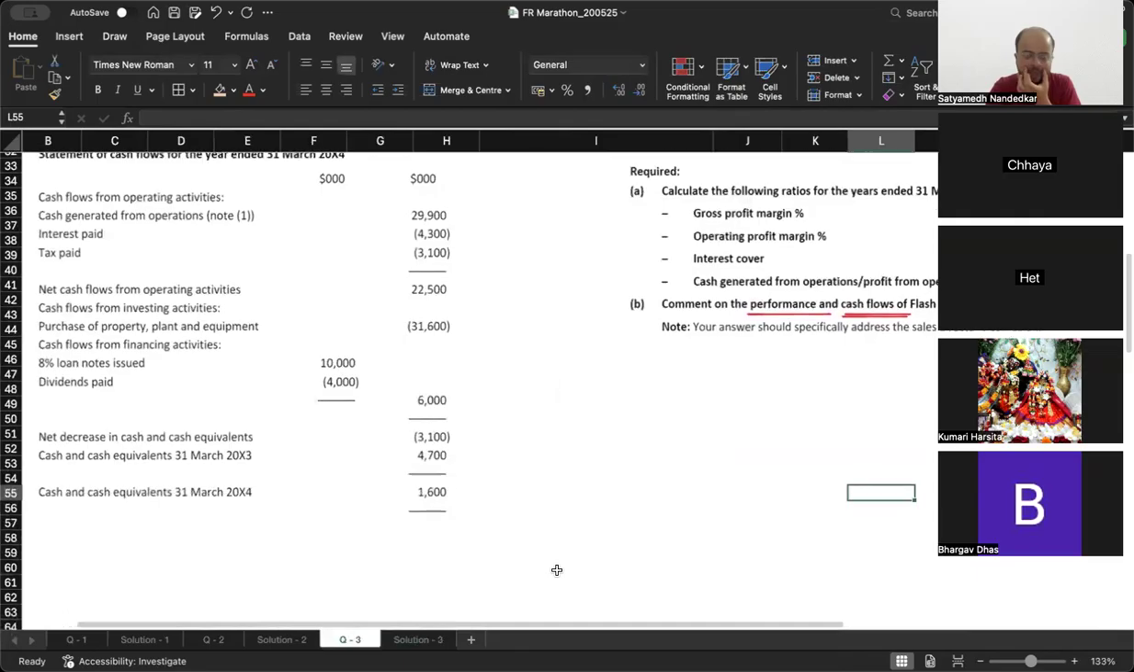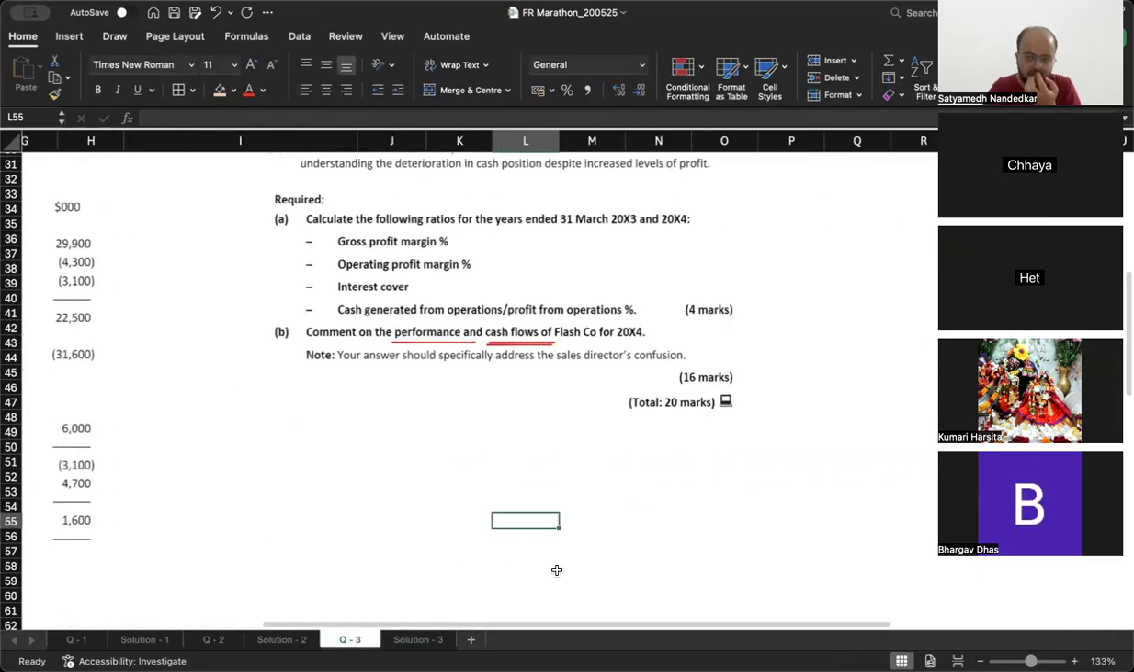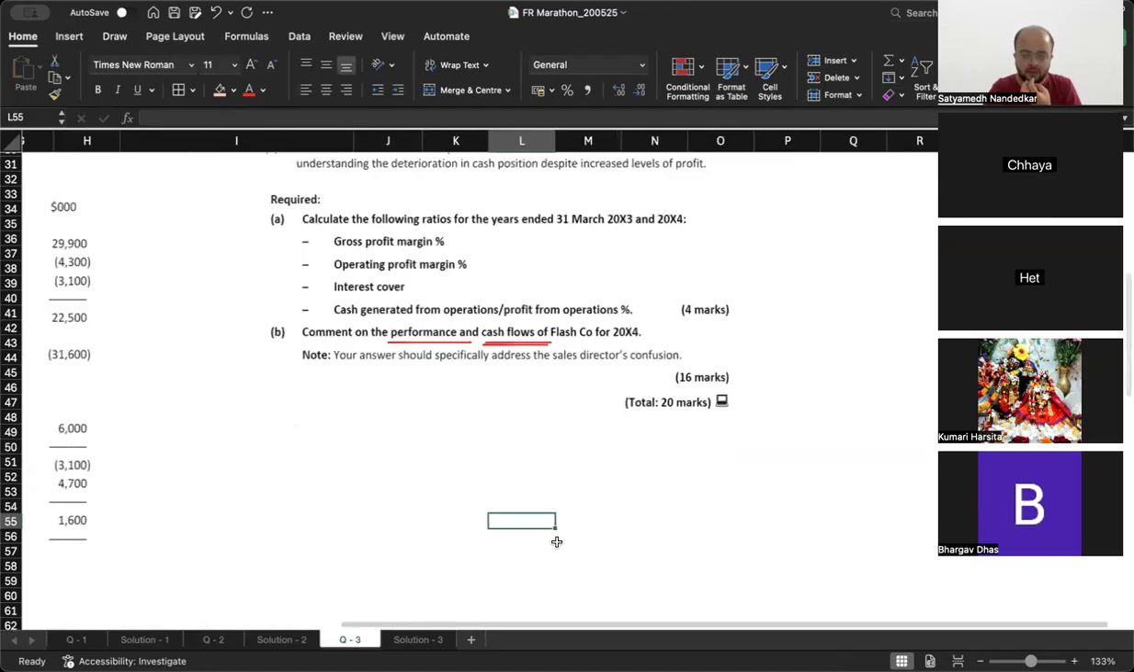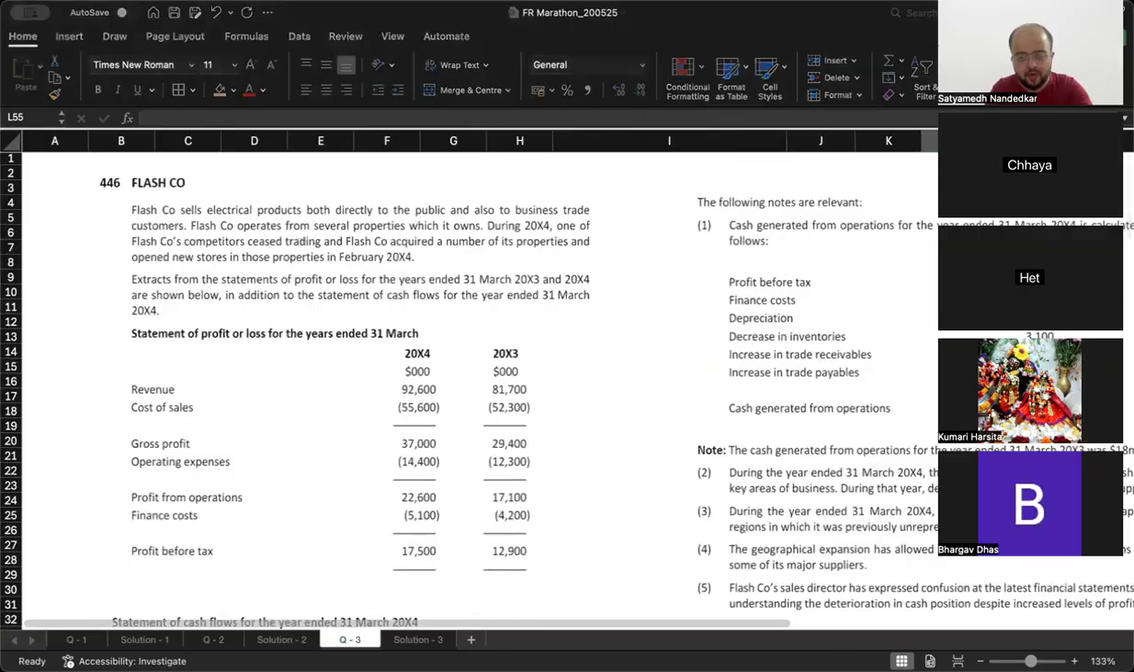क्या करेंगे अभी आप? Second part, comment on the performance and cash flows of Flash Company for 2004. When they have asked you to comment on performance, what all ratios should you be talking about? एक आपको introductory paragraph देना पड़ेगा. उस introductory paragraph में you will have to mention about the fact that one of the competitors was lost. एक competitor चला गया अभी. He is not there in the business.